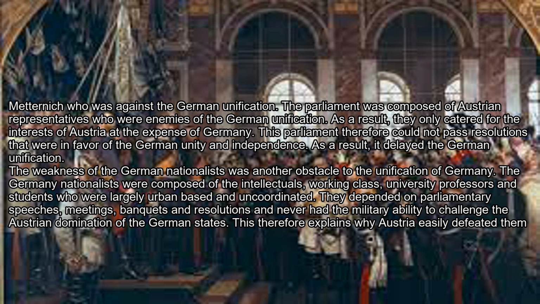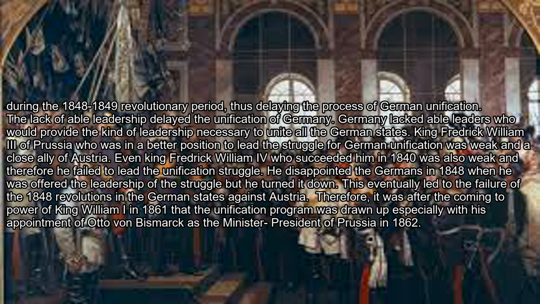The weakness of the German nationalists was another obstacle to the unification of Germany. The German nationalists were composed of the intellectuals, working class, university professors and students who were largely urban-based and uncoordinated. They depended on parliamentary speeches, meetings, banquets and resolutions and never had the military ability to challenge the Austrian domination of the German state. This therefore explains why Austria easily defeated them during the 1848–1849 revolutionary period, thus delaying the process of German unification.